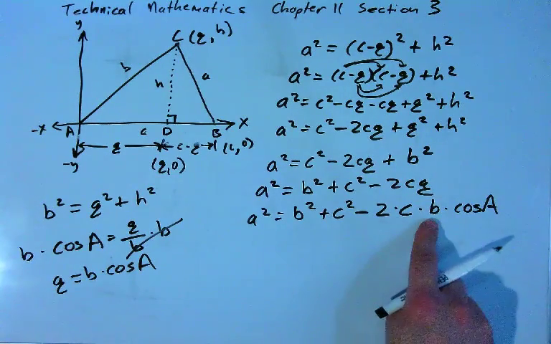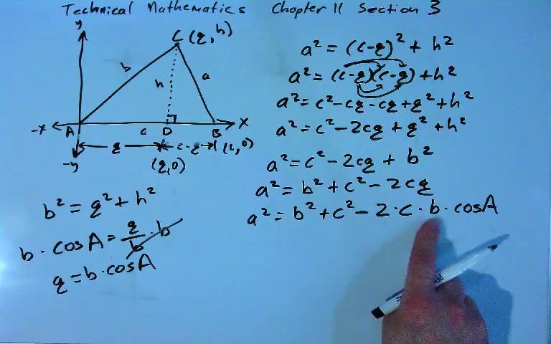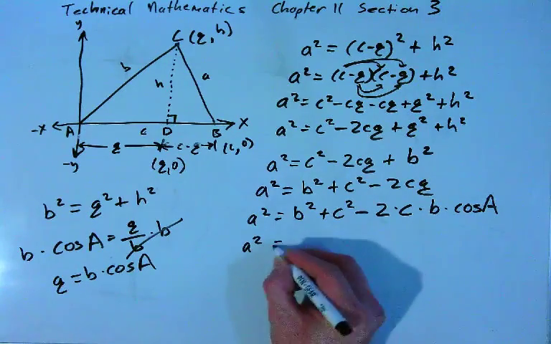Okay, and then I'm just going to clean this up a little bit. I'm going to use the commutative property again to change the order of B and C here. I want them to be in alphabetical order.